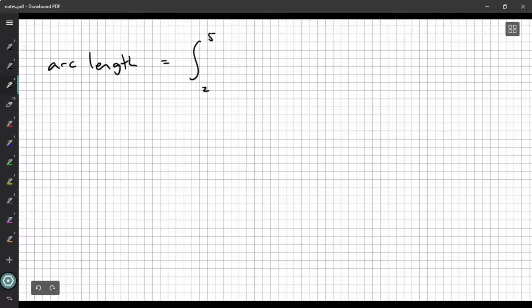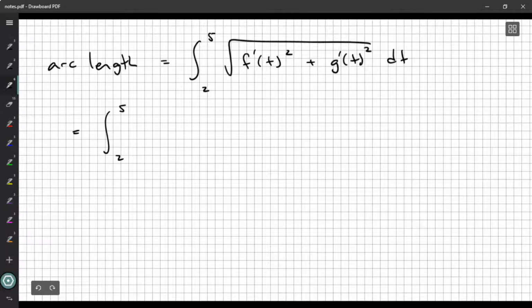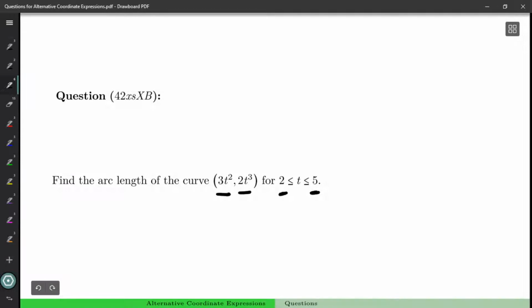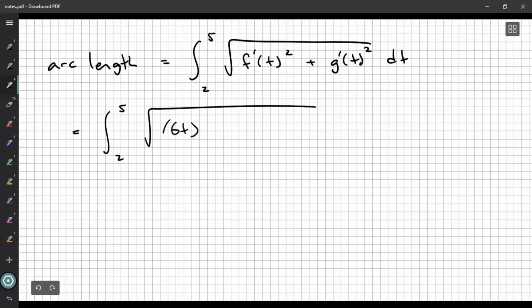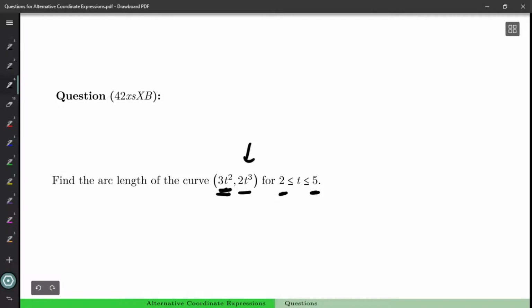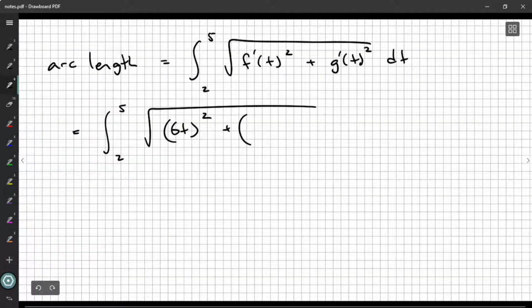We're going from 2 to 5, and then we need the square root of the expression for the derivative of our x-coordinate squared, and then the expression for the derivative of our y-coordinate squared. Now our x-coordinate was 3t squared, so differentiate that, you're just going to get 6t. So we'll square that. And then it was 2t cubed, if I recall correctly. Yep, 2t cubed. So that'll become 6t squared, squared again.